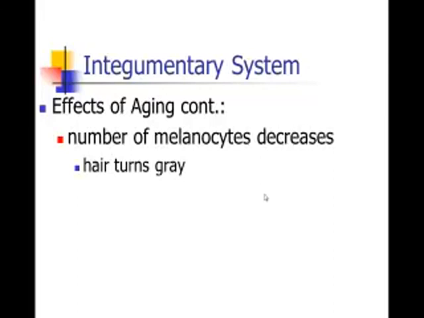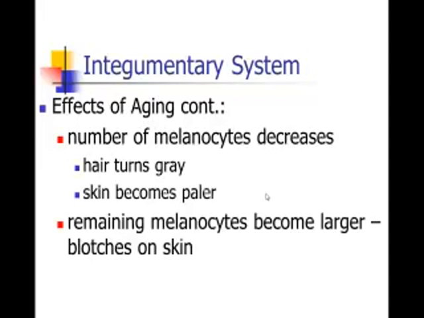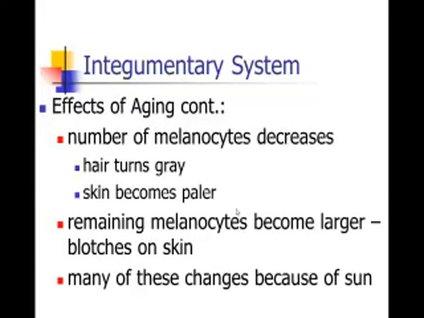The melanocyte density decreases, and so your cells are not producing melanin. This causes your hair to lose color. Your hair turns gray. Your skin gets paler. And some of the melanocytes get larger. This results in a blotchiness of the skin, darker spots. And some of these changes are exacerbated by exposure to the sun.